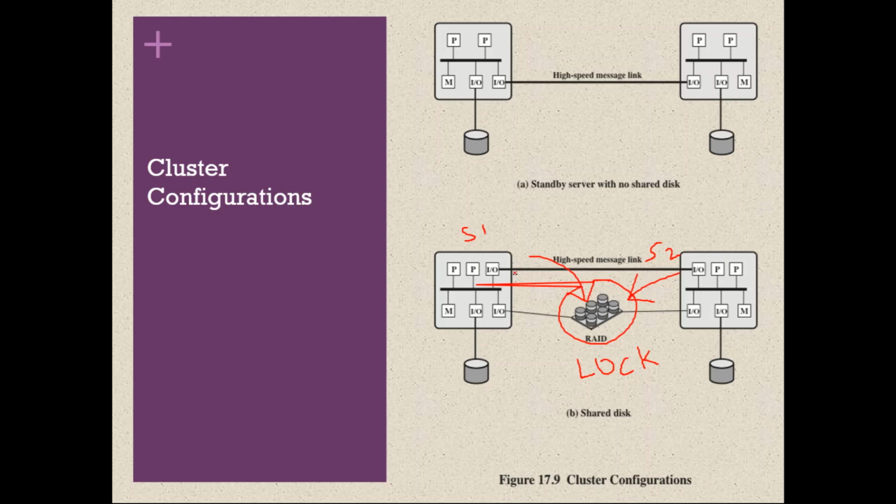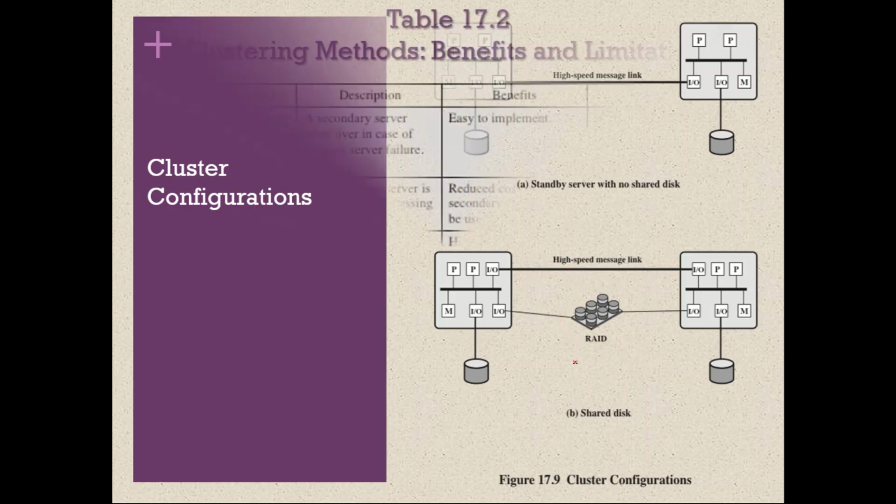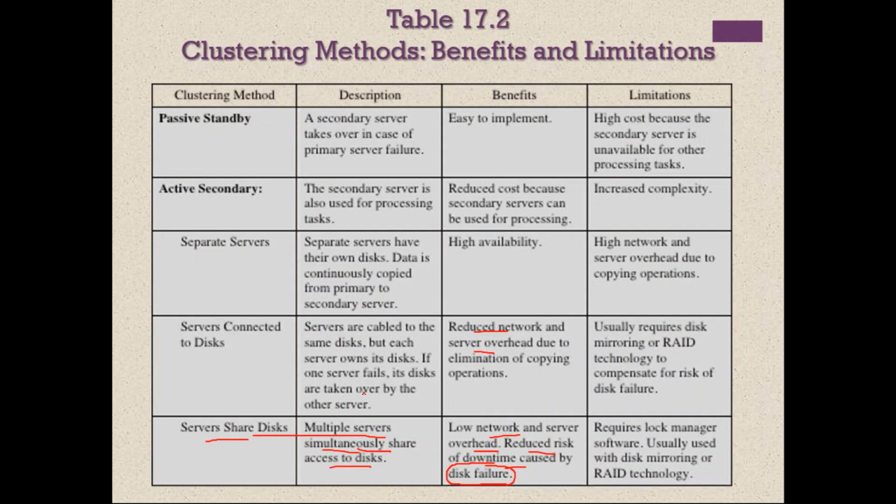If server 1 wants to use it, first it should check whether it is locked or not. If it is not locked, then server 1 will use it. When server 1 is using it, it will be locked. Now if server 2 checks, it is already locked, so server 2 has to wait until the lock is released. Once the lock is released, then server 2 can access. So this is how servers with shared disks work.